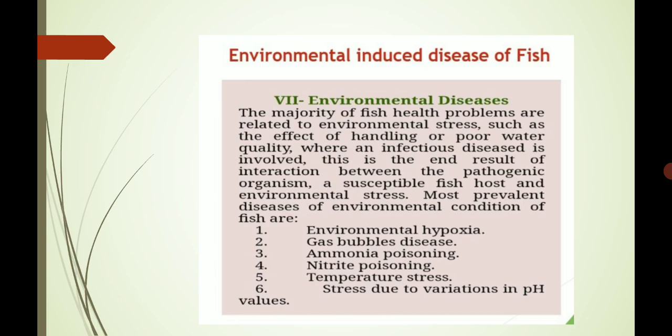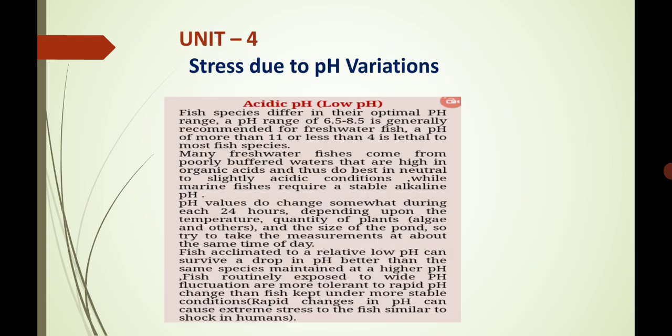Environmental diseases: the majority of fish health problems are related to environmental stress, such as the effect of handling or poor water quality. Where an infectious disease is involved, this is the end result of an interaction between the pathogenic organism, a susceptible fish host, and environmental stress. The most prevalent diseases of environmental conditions of fish are environmental hypoxia, gas bubble disease, ammonia poisoning, nitrate poisoning, temperature stress, and stress due to variation in pH values.